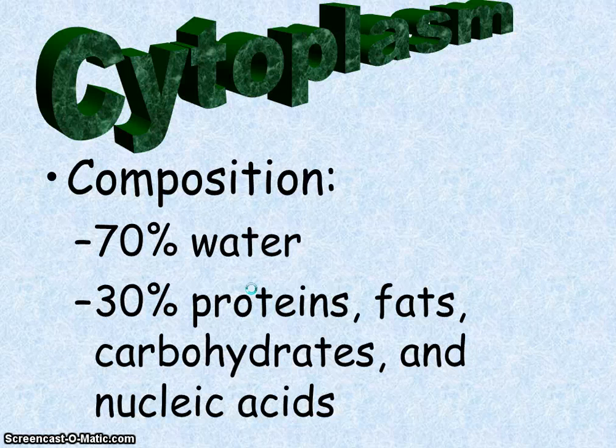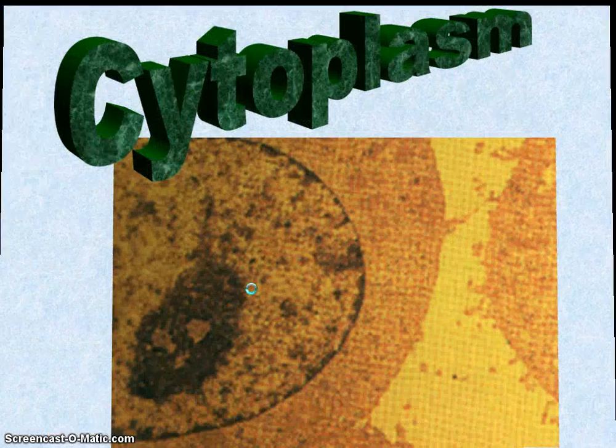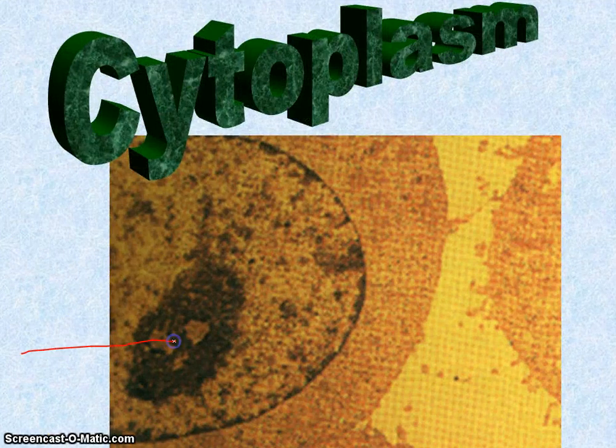Okay, the composition does change throughout the cell's life. It really depends on what the cell is doing, but pretty much on average it is 70% water and 30% of either proteins, fats, carbohydrates, nucleic acids, and any combination depending on what the cell is doing. So again, the cytoplasm lays outside of the nucleus, and it's going to hold all of the cell parts. So this is the nucleus right here. So all of this is going to be your cytoplasm.